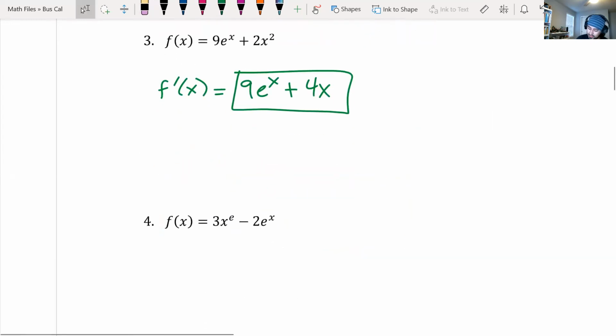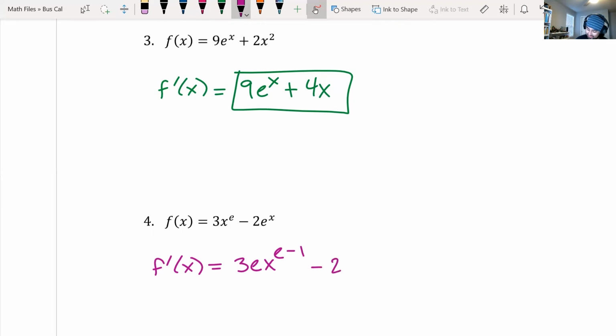Okay. Again, 3x to the e minus 2e to the x. What's my derivative? 3e x to the e power minus 1. Minus. That one's just going to be minus 2e to the x. That's it.